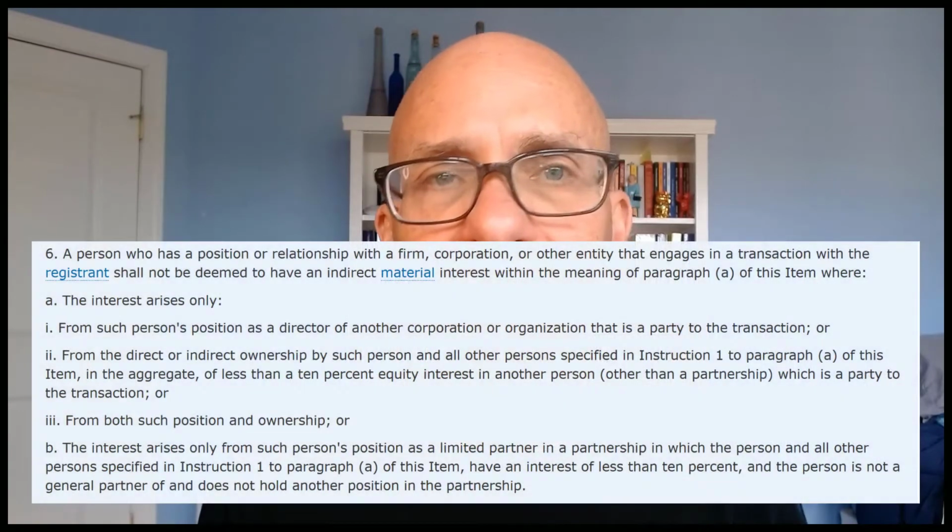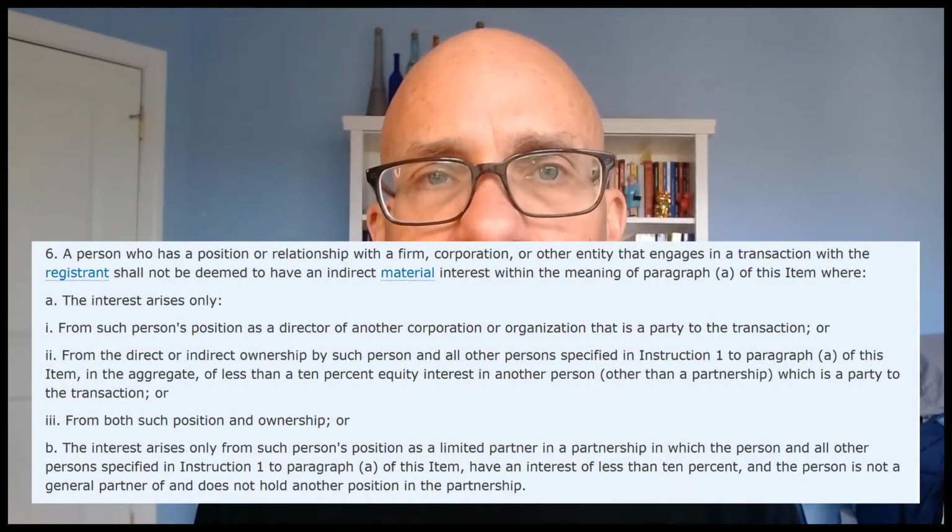So I'm going to let our guests cover this part in a little bit more detail, but disclosure is required if a related person has a material interest in the transaction, regardless of whether that interest is direct or indirect. Remember, direct or indirect, that's important. Instruction 6 provides a safe harbor under which certain types of relationships will not be deemed material interests for purposes of this Item 404 disclosure. And the materiality of any other kind of interest continues to depend on the significance of the information to investors in light of all the circumstances.